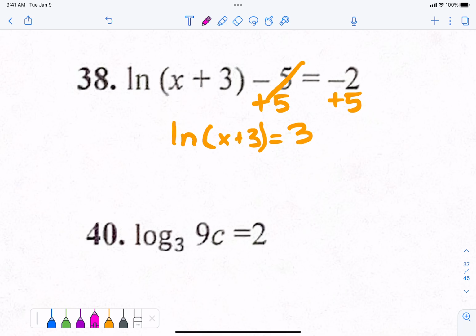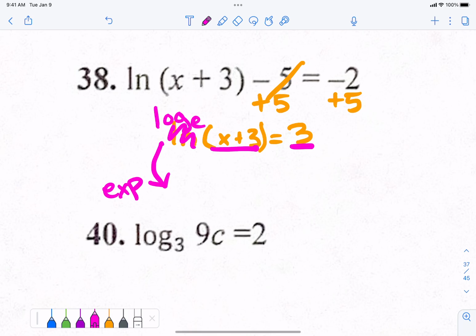But here's the deal. I have this piece and I have this piece. I need my third piece, the base. ln is log base e, so I rewrite ln as log e. So what's the base going to be when I make it exponential? e. e to the third power equals x plus 3. Now what do I do?